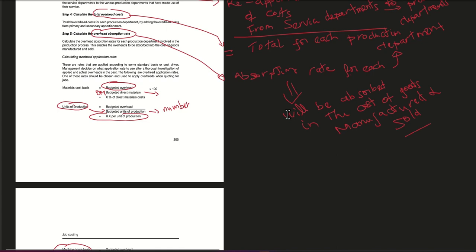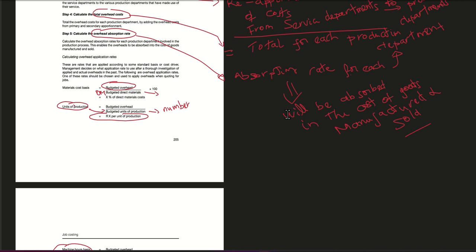I trust that that is clear, right? So we're going to look at step 5, the absorption rate for each production department. There are different production departments. There might be a specific absorption rate for each production department.